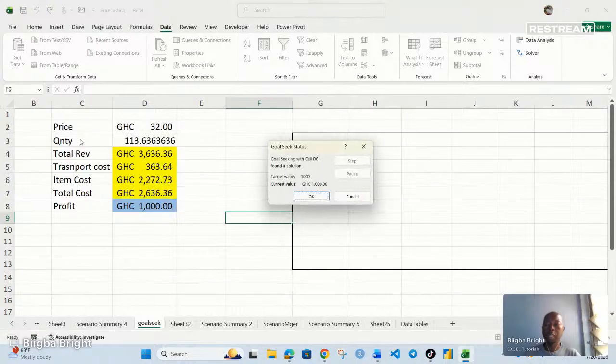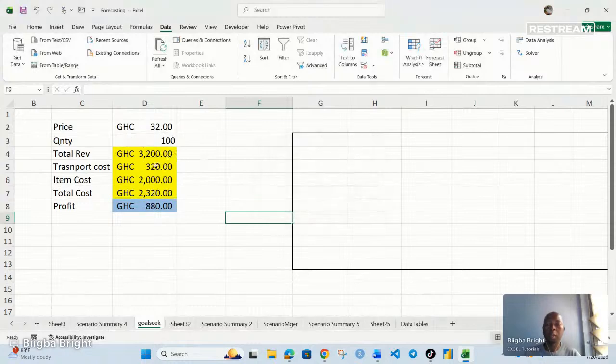And so goal seek is telling us that we can sell up to 113.63, and then we can round it up to 114 in order to make 1,000 Ghana cedis profit. If we accept these changes, then we click OK. Otherwise, I can click cancel and come back to where we were.